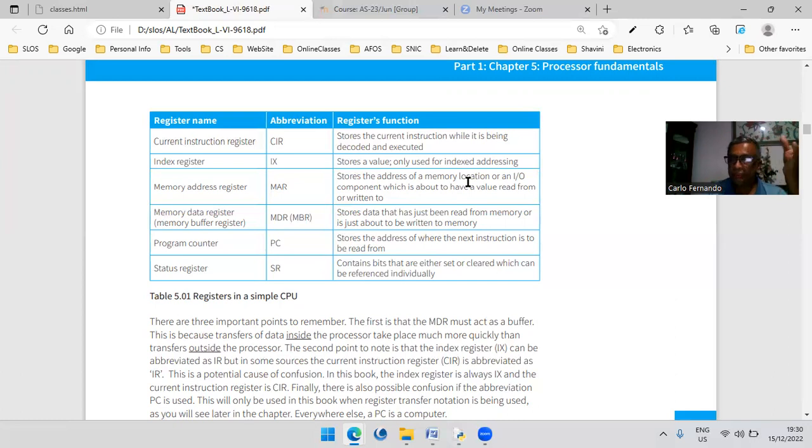Like in Excel or OpenOffice Calc, you have A1, B10, K11. Those are addresses, cell addresses. Same way, the memory also is in cells. The data is stored in cells. So, stores the address of a memory location or an IO component. What is IO component? IO, what is this? Input and output. Input or output component, which is about to have a value read from or written to.